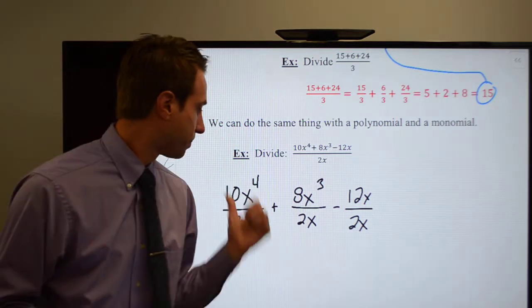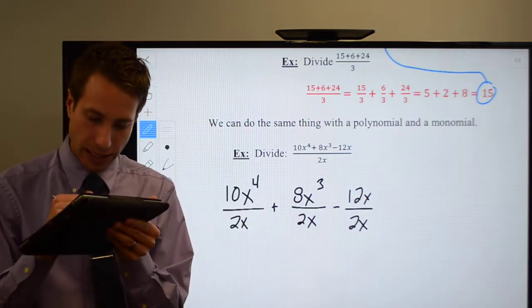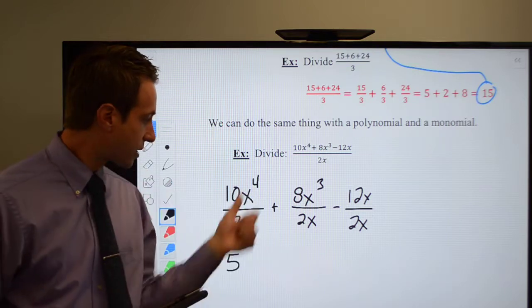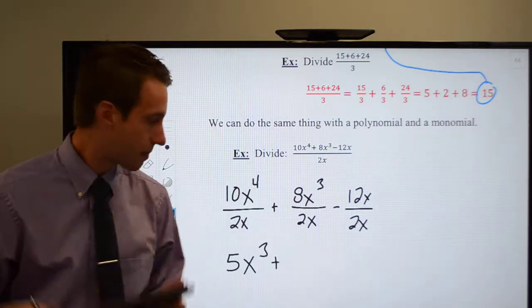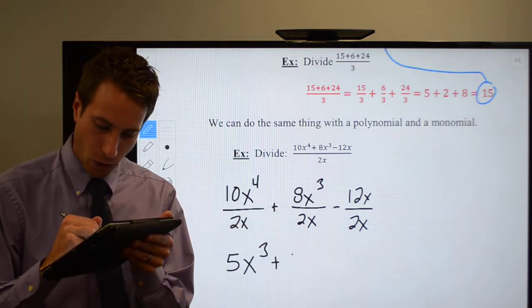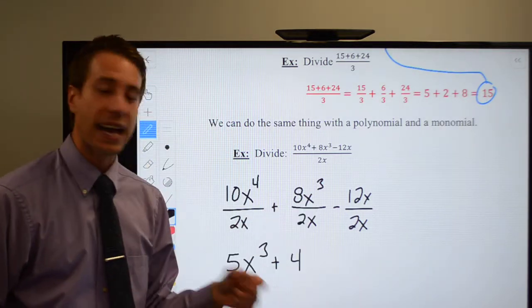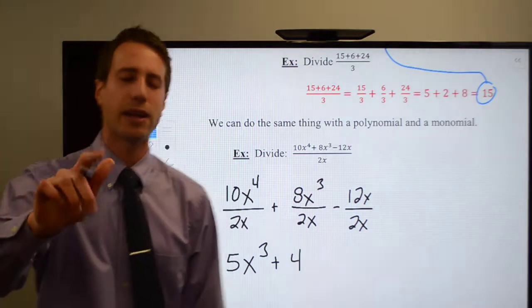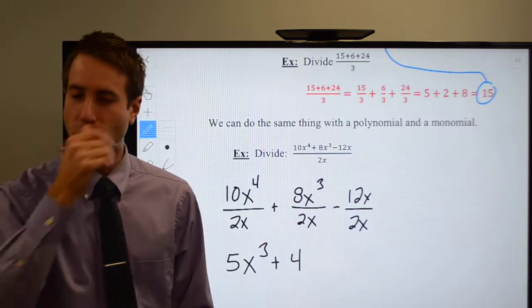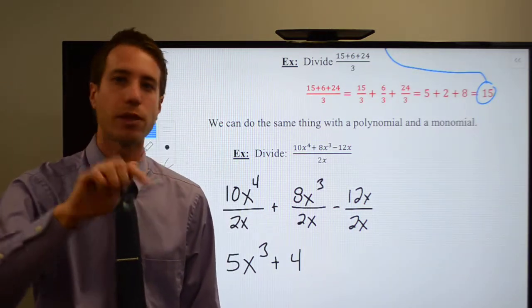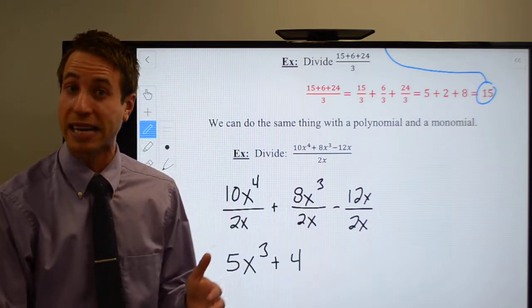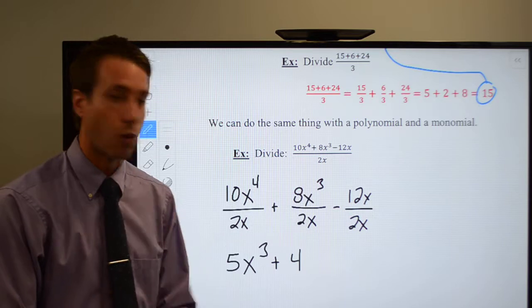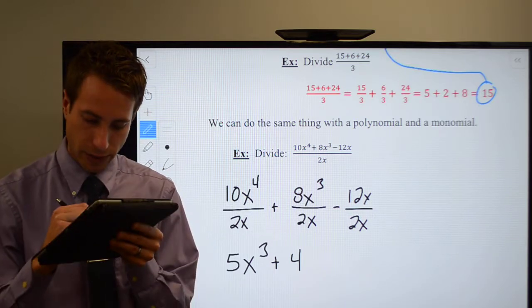So here's what we've got. 10 divided by 2 is 5, and x to the fourth divided by x, x cubed, plus 8 divided by 2 would be 4. X to the third divided by x. Again, I'm sorry, I should have mentioned this. We're going back to section 1, the properties of exponents. Remember, anytime you have a like base, you simply subtract the exponents. 3 minus 1 is 2, so you're left with an x squared.